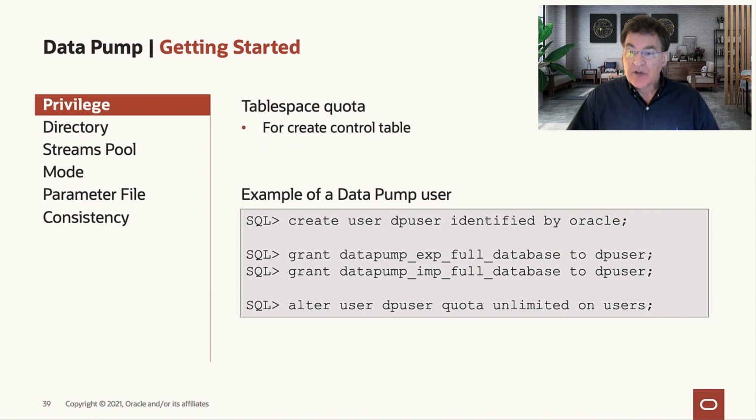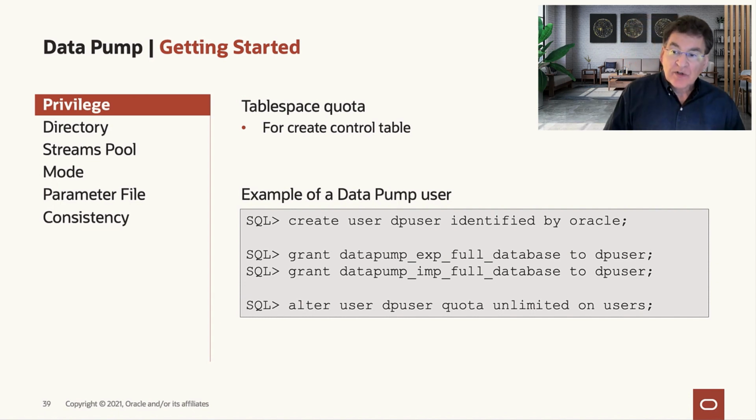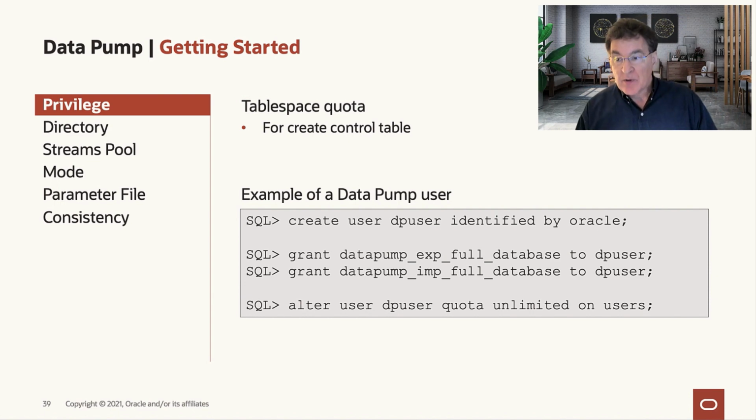And finally, in addition to setting roles to export a full database, you must also set the tablespace quota to unlimited to allow for sufficient space for a control table that is created and written to by the control process as well as all the workers.